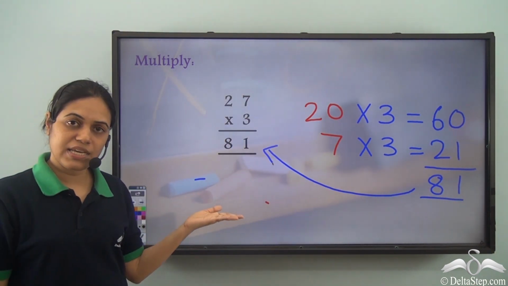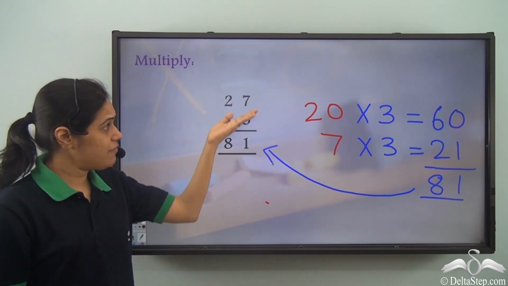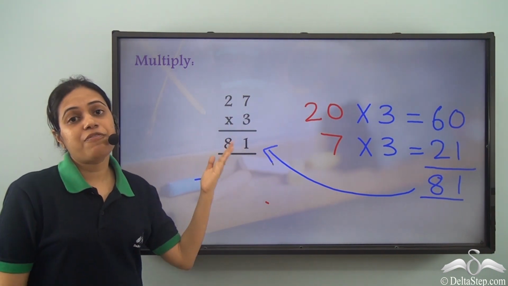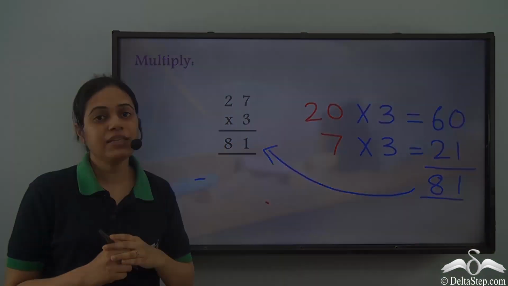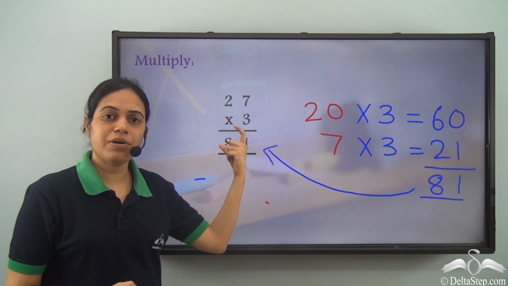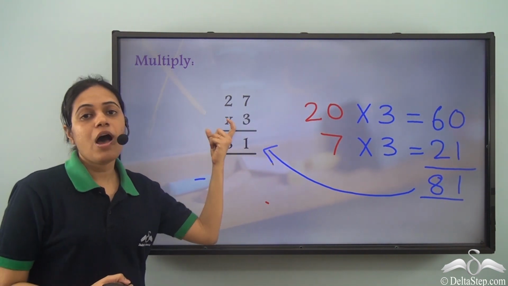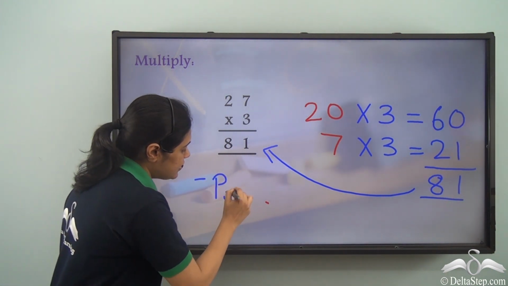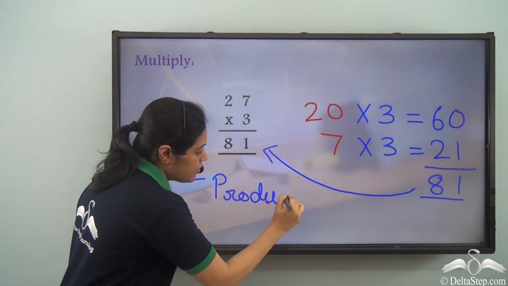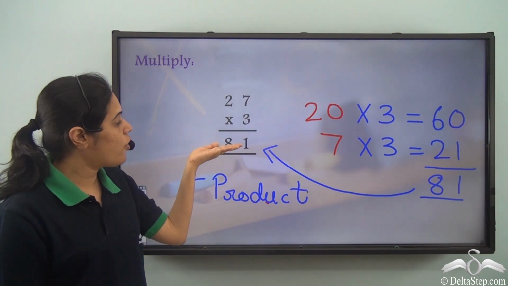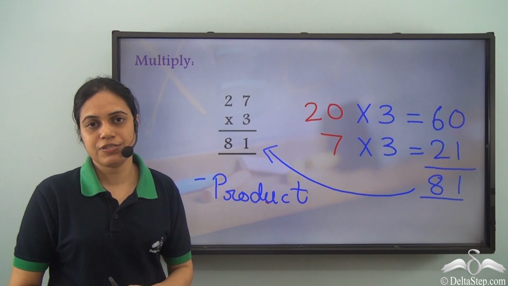So these two are the same, and that is why we are multiplying it in this manner. So we see why we multiply a 2-digit number by a 1-digit number in the manner I am doing. And this answer, that is 81, is called the product. It is the answer or the result of multiplication.